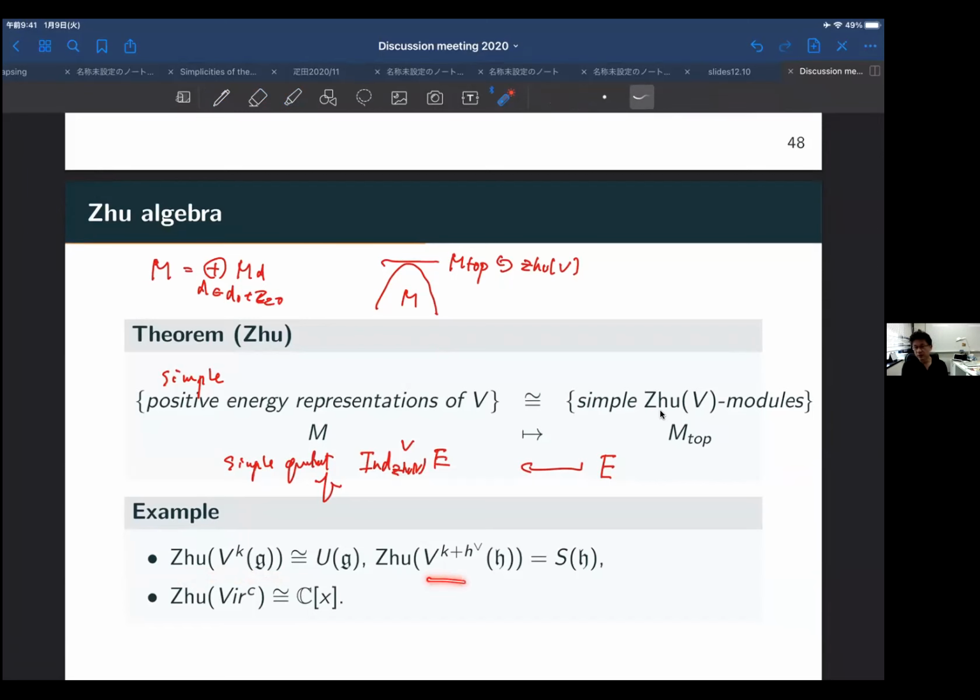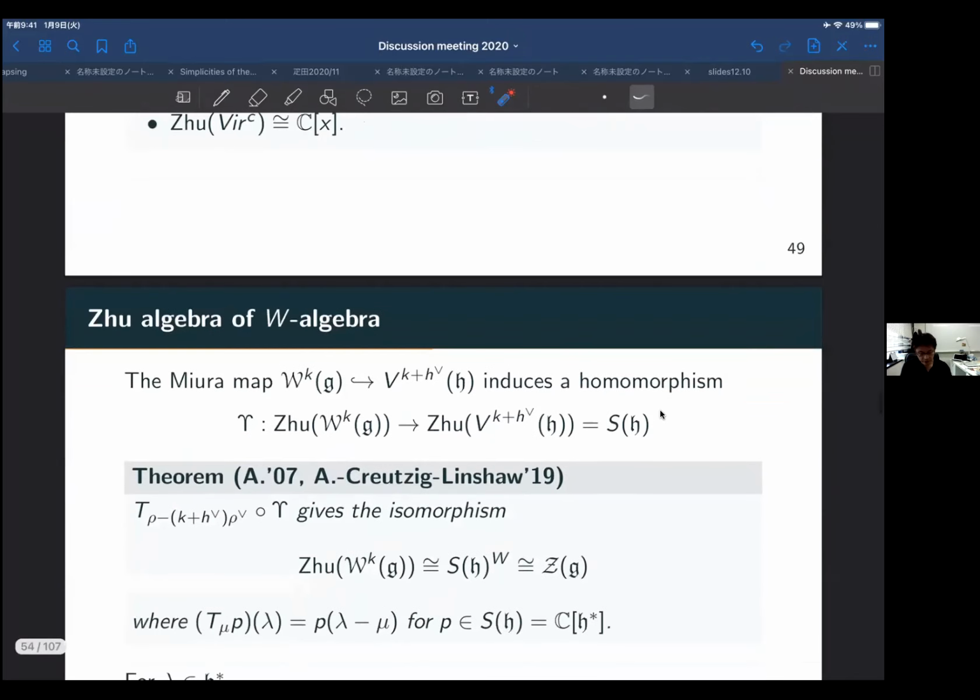And also, for the Heisenberg algebra, the Zhu algebra is the same as the symmetric algebra of the Cartan. And for the Virasoro algebra, it is the same as the polynomial ring in one variable. So if we can describe the Zhu algebra of the W-algebra, we know the parameterization of the W-algebra. And this can be done, for example, using this mirror map. So we have an embedding of a Zhu algebra inside the Heisenberg algebra, and any homomorphism of vertex algebras induces a homomorphism between Zhu algebras. So you have a map from the Zhu algebra of the W-algebra to the Zhu algebra of the Heisenberg vertex algebra, which is just the symmetric algebra of h, the commutative ring.